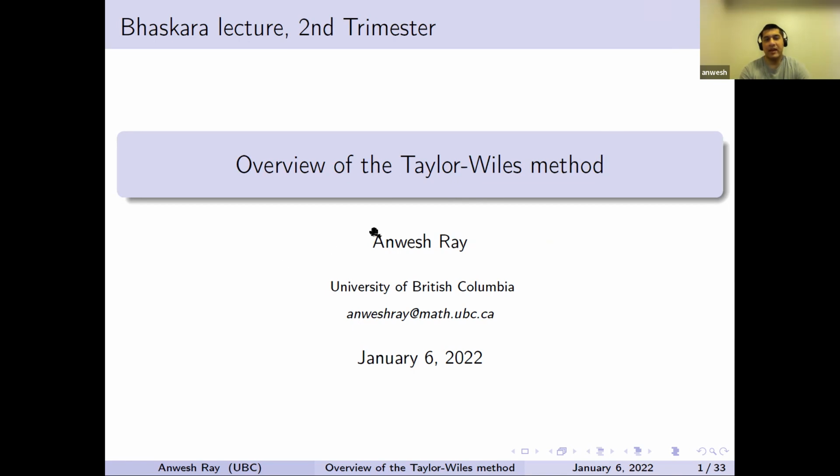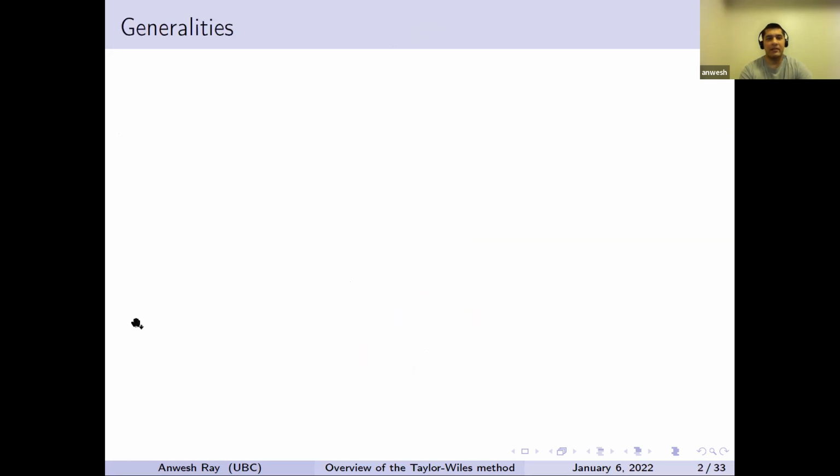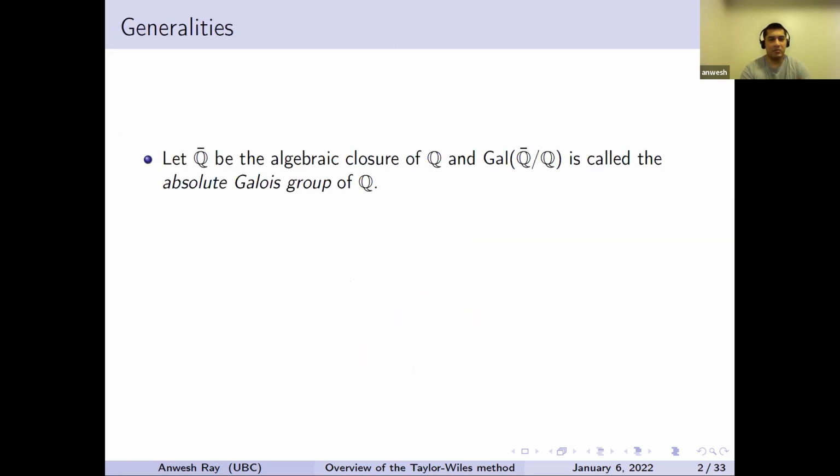So the purpose of my lecture is to give an overview of the Taylor-Wiles method. Whatever I'll say is probably going to be very well known to the experts. Also, because the construction is very technical, I will not be going into a lot of the details which the experts will be aware of, and I'll just try and simplify some of the notation as a result. So let us begin with some generalities, and this is going to be notation throughout this talk. I'm going to fix an algebraic closure Q bar of Q, and the absolute Galois group is the Galois group of Q bar over Q.